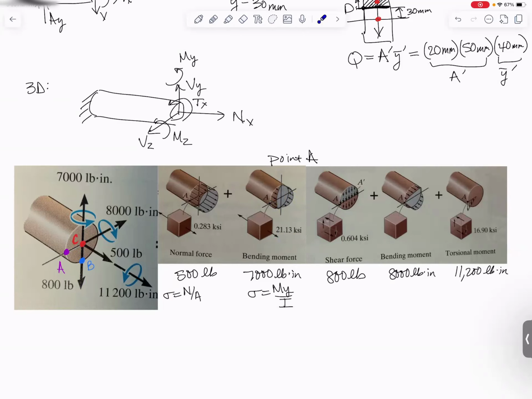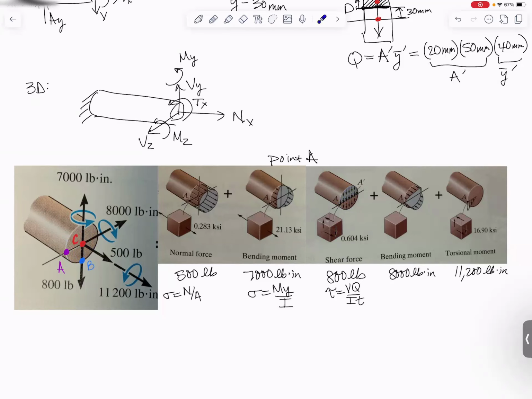And then shear force next. The shear force is pointed straight down, 800 pounds. So you'll remember shear stress is maximum at the middle and 0 at the top and bottom. So it's going to be maximum at A. And that's what this picture is supposed to show, a big stress in the middle. And they calculated that using our friend tau equals VQ over It. Calculated that stress to be 0.604 KSI.